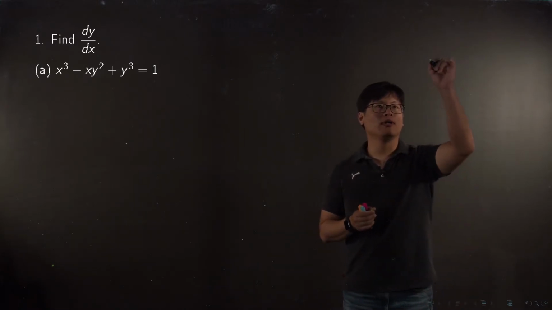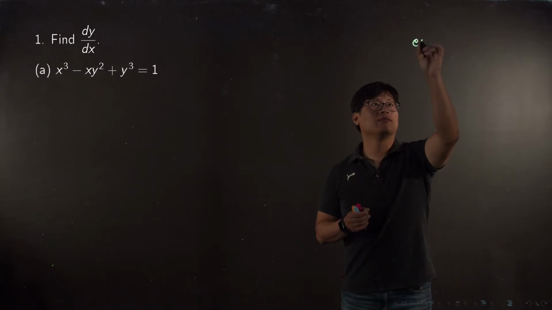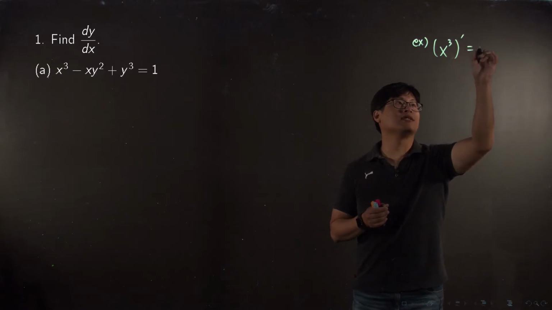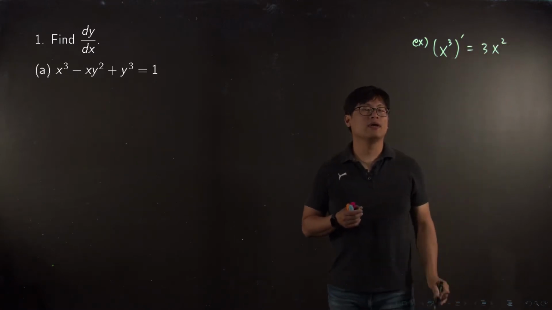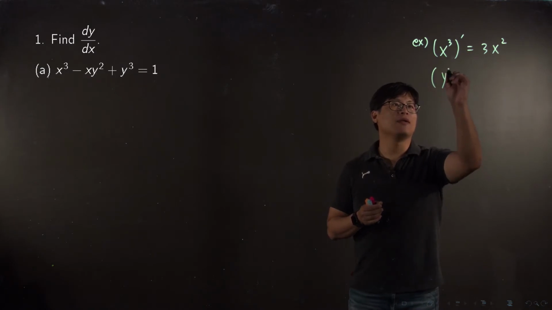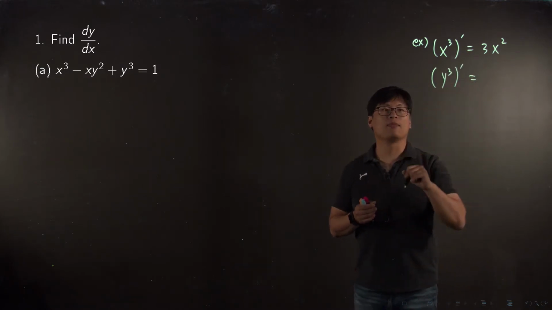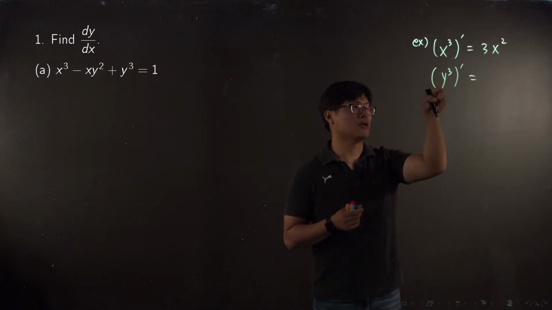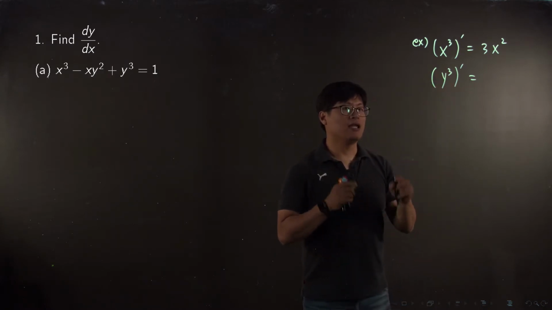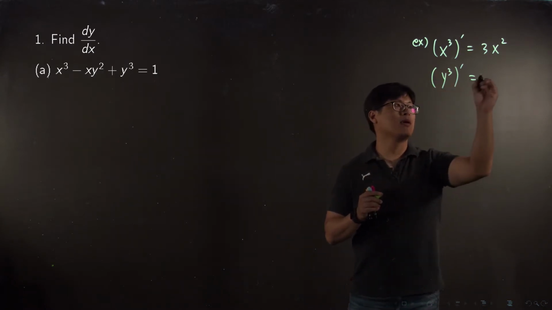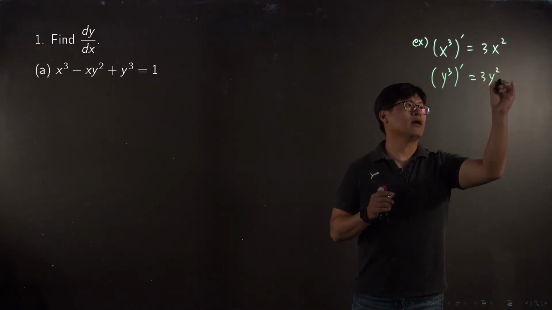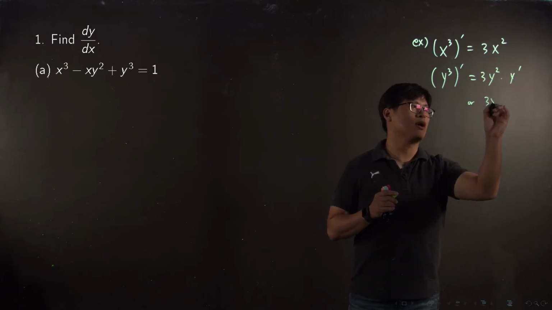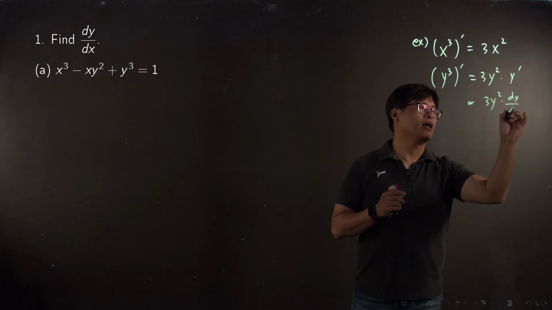So let me give you one heads up. For example, if you have x cubed, the derivative of this one is simply 3x squared. But what about y, the dependent variable, cubed, prime? Keep in mind, this one has two layers. y is a function of x, which means there is one layer, and cubed is the outside function. As we did before with the chain rule, this one will be 3y squared, and then you have to multiply by y prime. Or we can write this as 3y squared times dy dx.